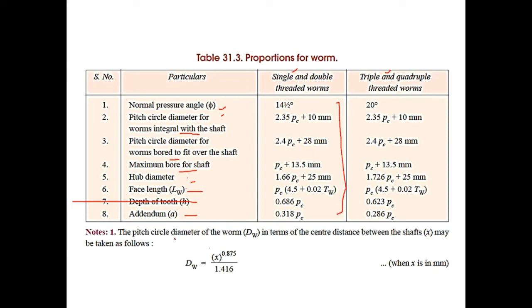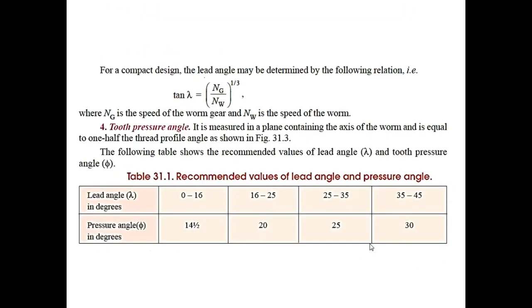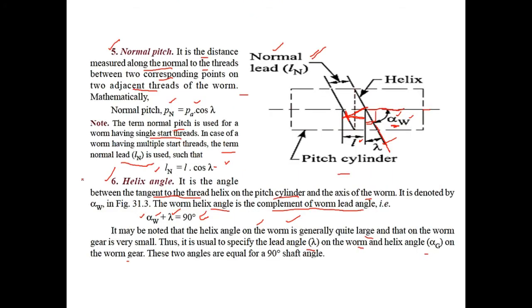The pitch circle diameter of the worm is given in terms of the central distance between the shafts, x. So if we analyze, he is talking about this distance x. The distance between the axis of the shaft of the worm gear and the axis of the shaft of the worm is known as x.